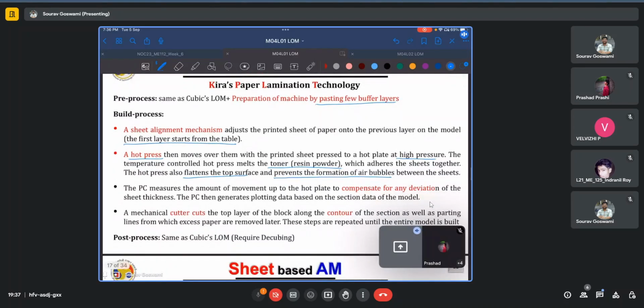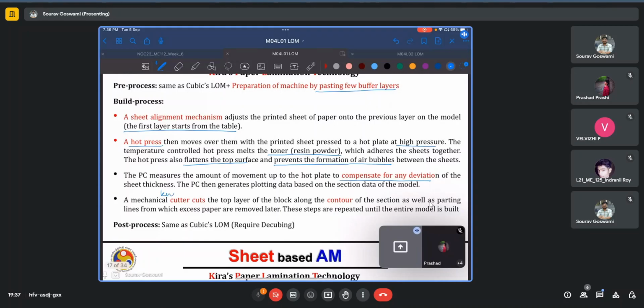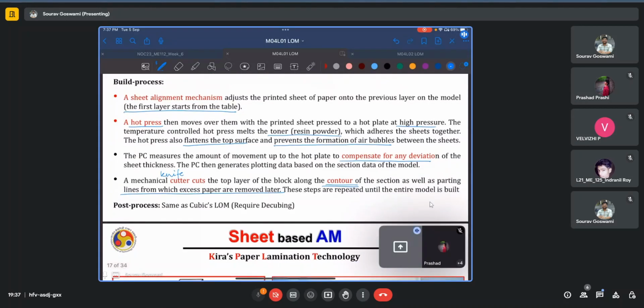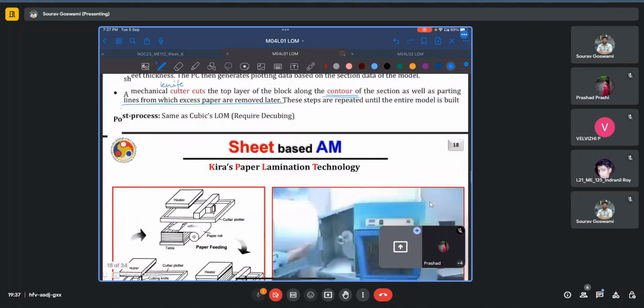The computer measures the amount of movement and compensates for any deviation. And a mechanical cutter, which is in this case the knife, cuts the top layer of the block along the contour of the section, as well as parting lines, from which excess paper is removed later. I might have misspoken. Apparently, there is a parting line, but we'll see in some of the later processes that even this parting line is not needed. And we repeat all of these steps for each of the layers until the entire part is built. Post-processing would again involve decubing, which is similar to laminated object manufacturing.